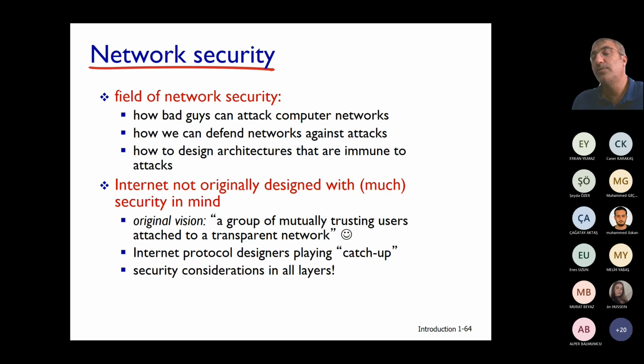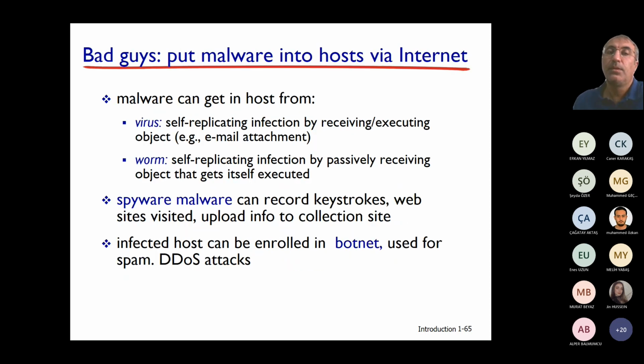But as the internet grows up, the internet organization is considering security at all layers. There are different kinds of bad guys in the networks. Malware, for instance, is one of them. Malware can get into a host from a virus or a worm. What's a virus? It is a self-replicating infection by receiving and executing an object, mostly by an email attachment. The worm is another self-replicating infection by passively receiving an object.